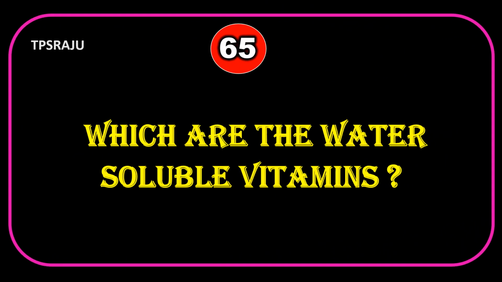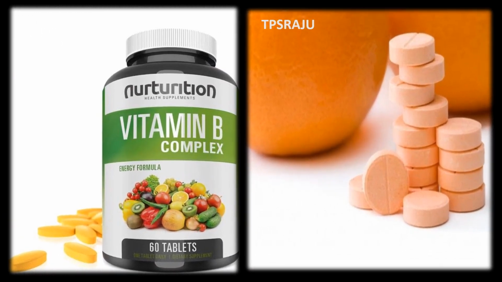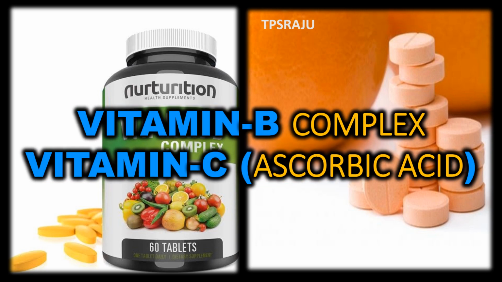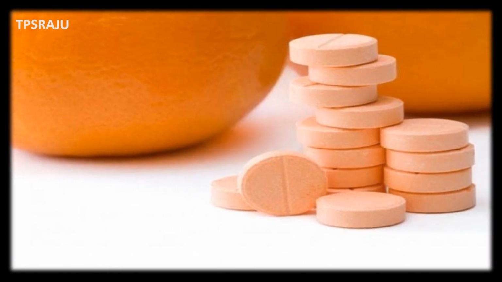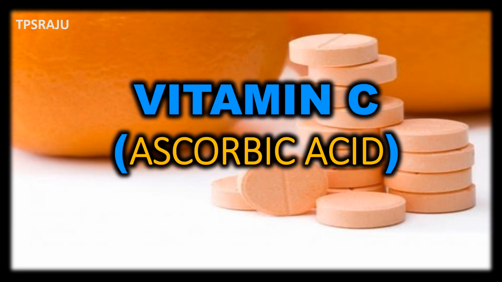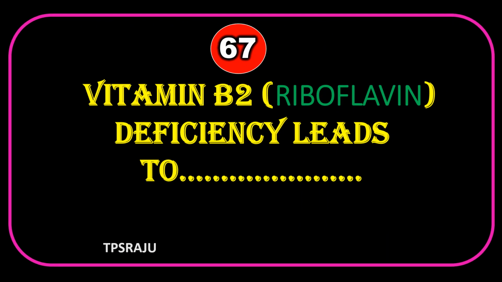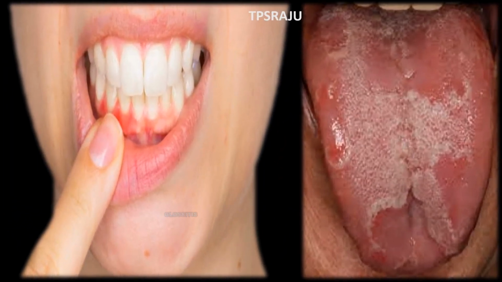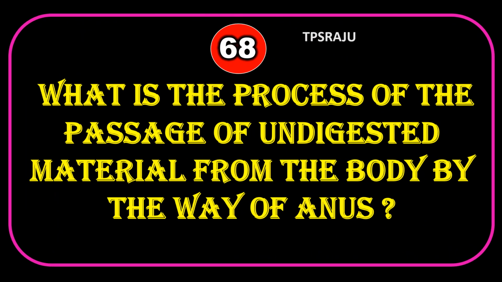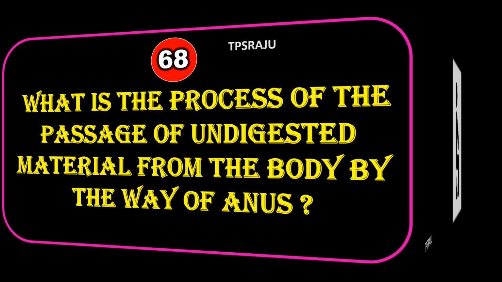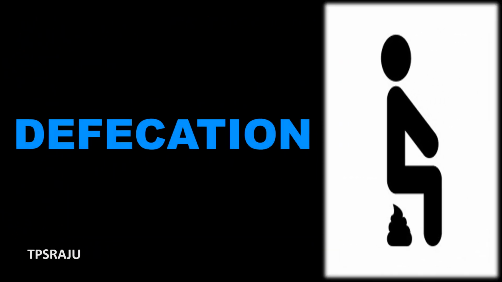Which are the water soluble vitamins? B complex and C. Which vitamin deficiency leads to scurvy? Vitamin C. Vitamin B2 deficiency leads to glossitis. What is the process of passage of undigested material from the body by the way of anus? Defecation.